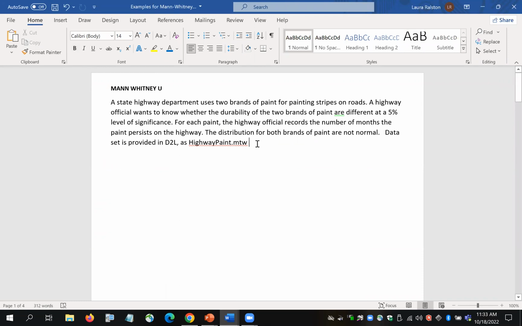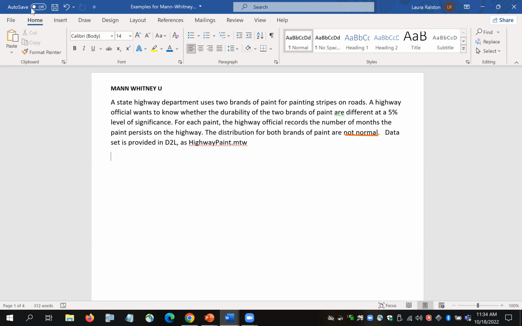Okay, so before I pull my data set into Minitab, remember that the first step in any hypothesis test, even if we're doing Mann-Whitney, is the same. The biggest thing that lets me know I may be doing Mann-Whitney is that it's not normal, and I realize I'm comparing two things, brand A to brand B. The fact that it's not normal is the clue that I'm going to use the non-parametric test, which is the Mann-Whitney U.